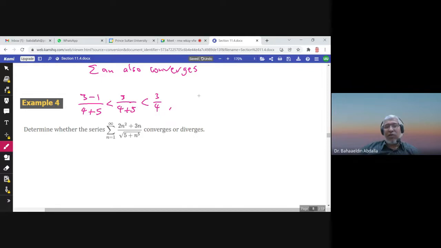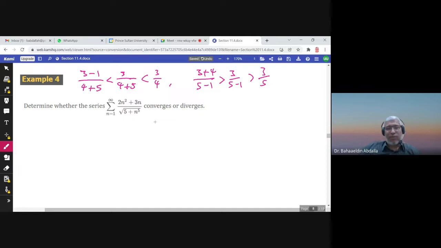Also, if you have 3 plus 4 over 5 minus 1, positive up and negative down, you can write it greater than 3 over 5 minus 1, and then greater than 3 over 5. But if you have positive, positive, or negative, negative, there is no way to do it like this. So we need to determine Bn and use the limit comparison test.